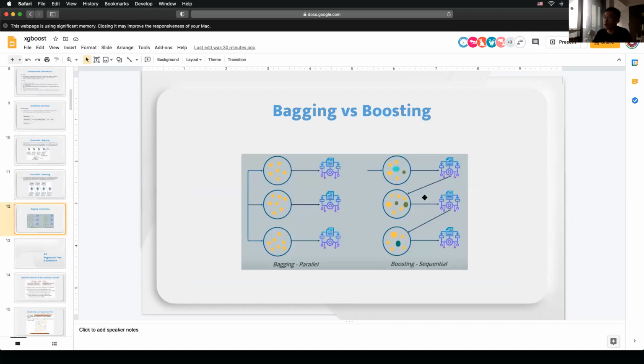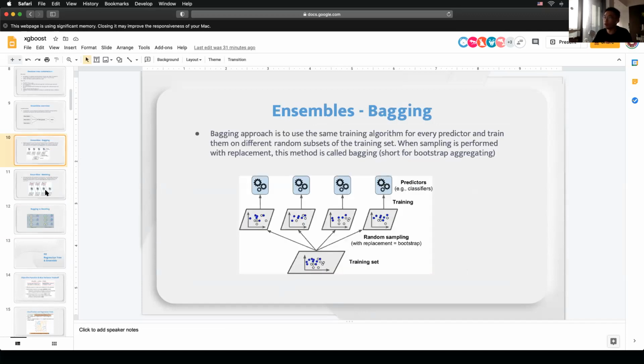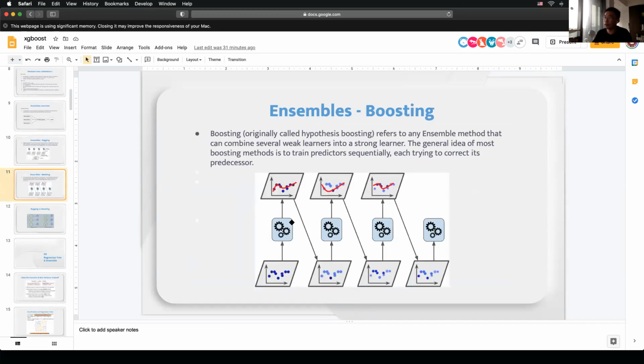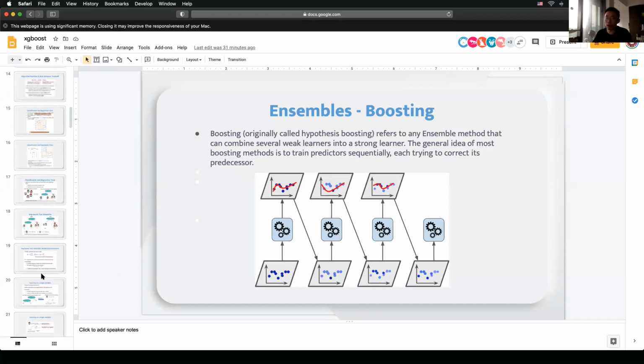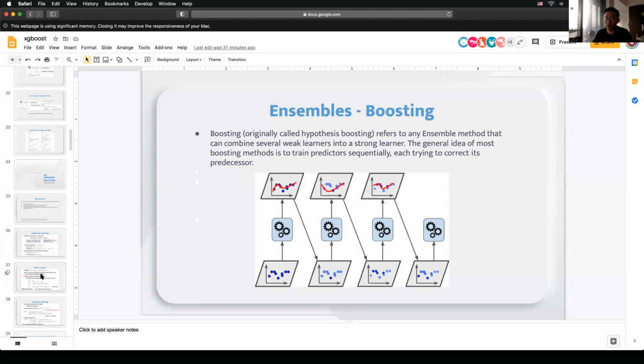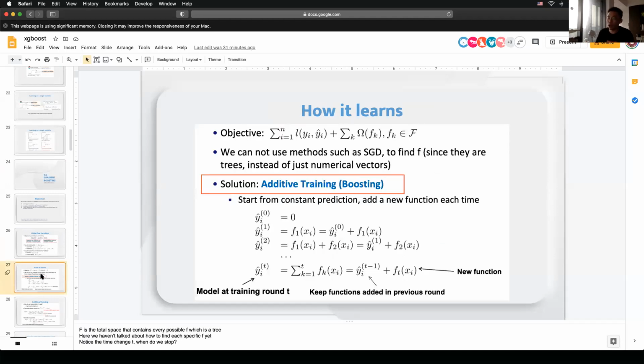Every time it builds on top of the previous step, right? So it's not parallel like bagging. Every step is using the result from the previous step, so the previous step will be contributing into the next step. All right, so that's the high level idea of how we are approximating towards the ideal solution that we want to find.